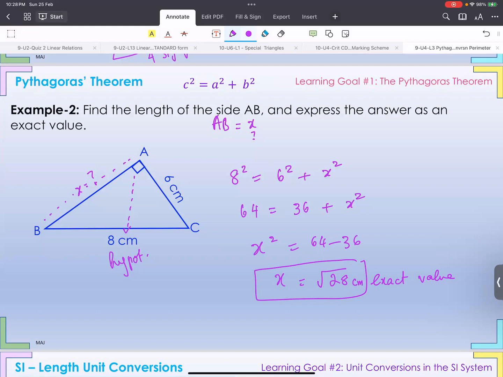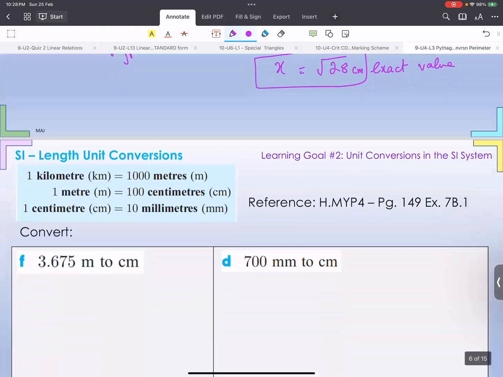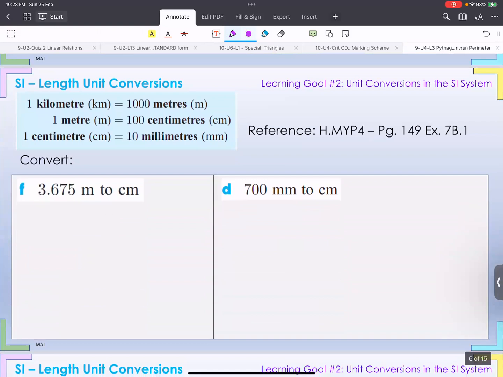Okay, so that completes the first learning goal, really. Second learning goal is unit conversions. We're only going to look at SI unit conversions. There may be conversions in non-SI units, and in that case, we'll give you the conversion, okay?